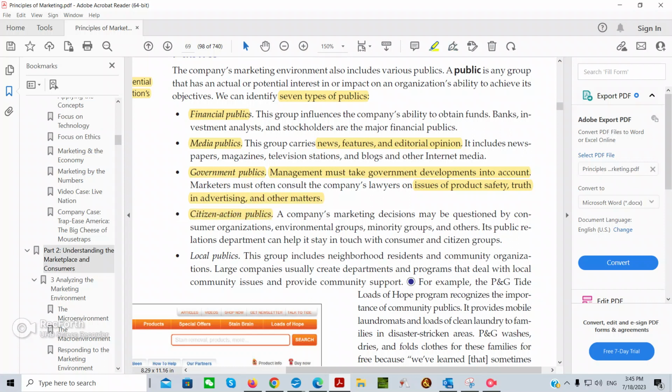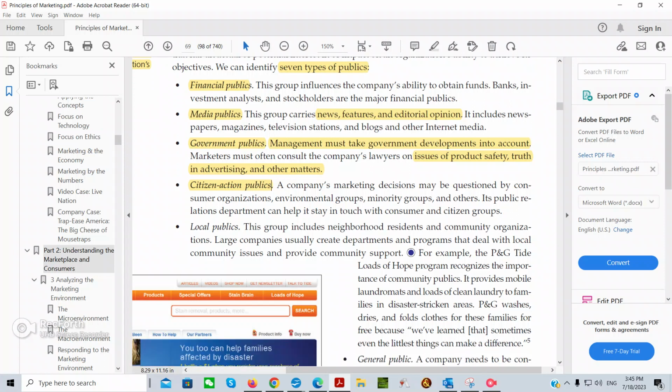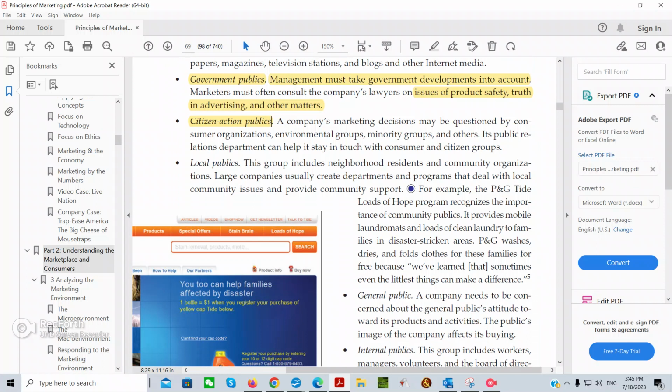Okay. You also have citizen action publics. You might ask yourself, what is a citizen action public? Well, companies' marketing decisions may be questioned by consumer organizations, environmental groups, minority groups, and others. The public relations department can help us stay in touch with consumer and citizen groups.